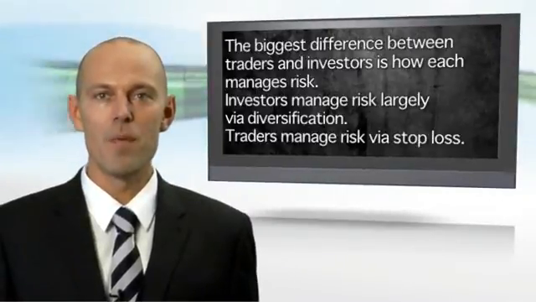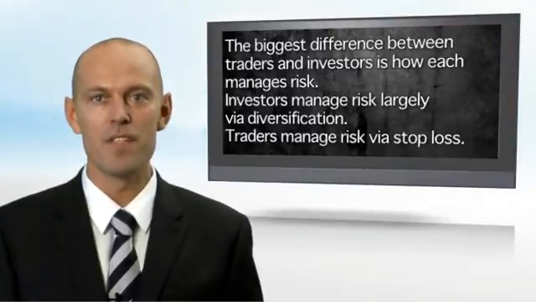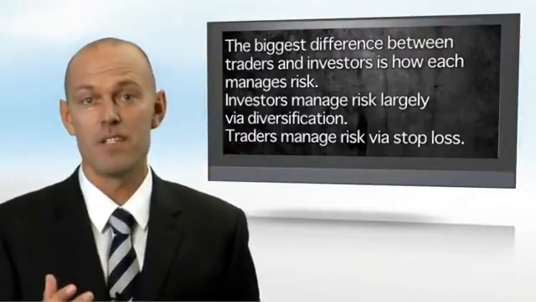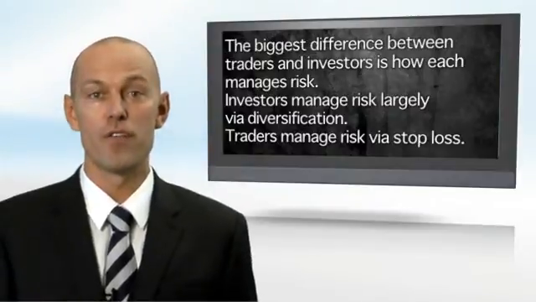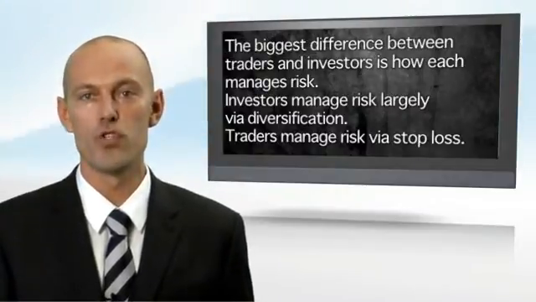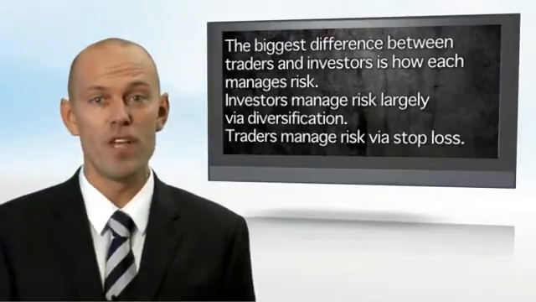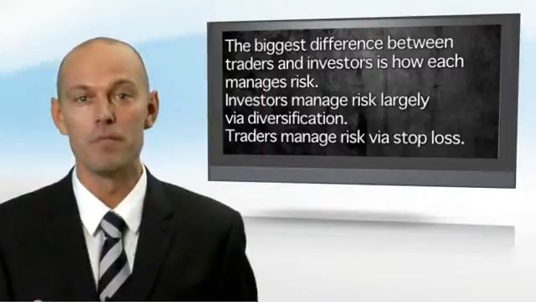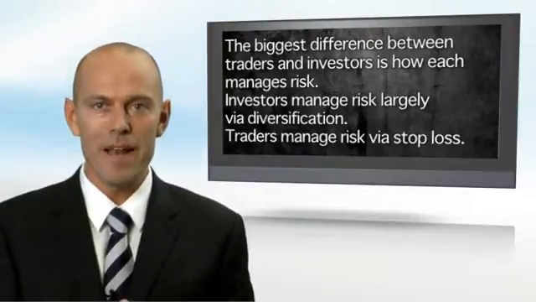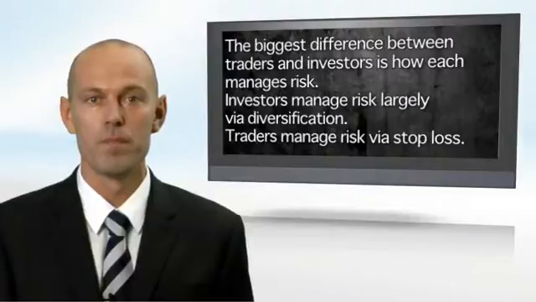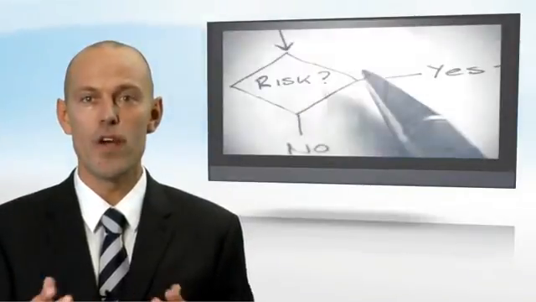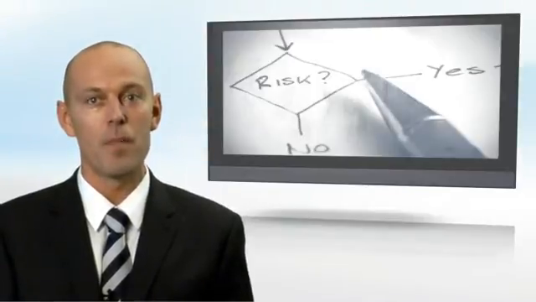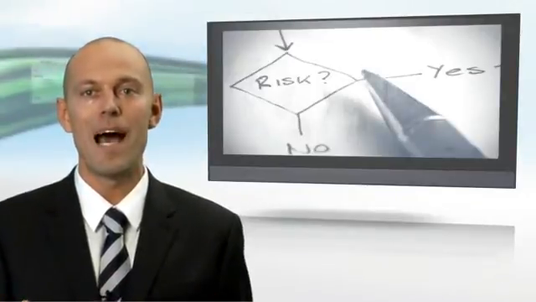I believe that the major difference between traders and investors is how each manages the risk involved. Investors manage risk largely via diversification. 10 well-chosen shares can be managed with less risk than 1 share, and that's the basic tenet of modern portfolio management. While traders manage risk via a stop-loss order. There's somewhere when a trader is looking on the chart where they say, if the market comes down here, if the market comes up here, I am just wrong and I need to get out of the market.